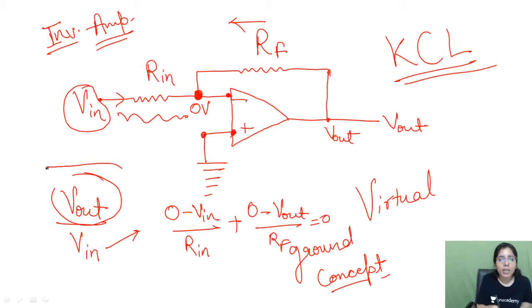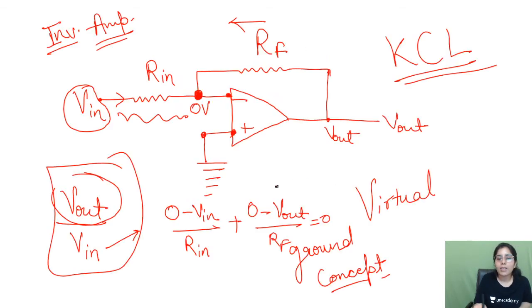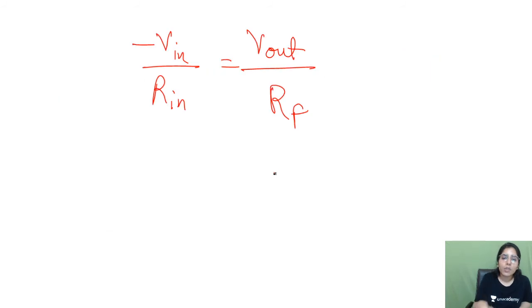Now your target was to get the gain. Gain is what? V output upon V input. Let's write it on the next slide. It will be minus V input upon R input is equal to V output upon RF. This is what you have got after applying the KCL. Clear? If you have any doubt anywhere, you can just mention it in the comments. We will try to discuss that point.